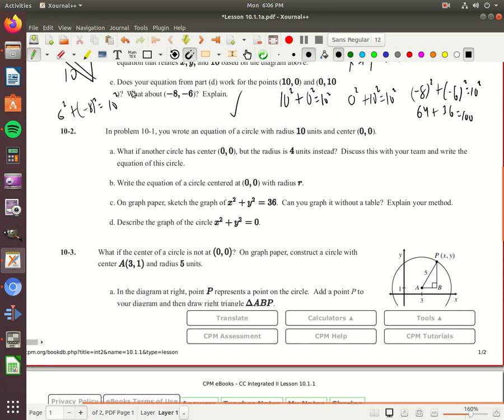10.2, in problem 10.1, you wrote an equation of a circle with a radius of 10 and a center of 0, 0. What if another circle has a center of 0, 0 but with a radius of 4 instead? Discuss with your team and write the equation of the circle.